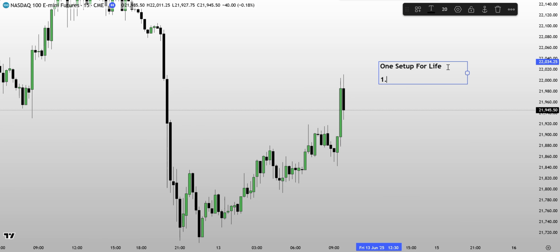So the one setup for life, what do I look for? We're going to talk about the setup only. We're going to ignore bias. We're going to ignore draws, whatever it may be. We're just going to focus on the setup itself.